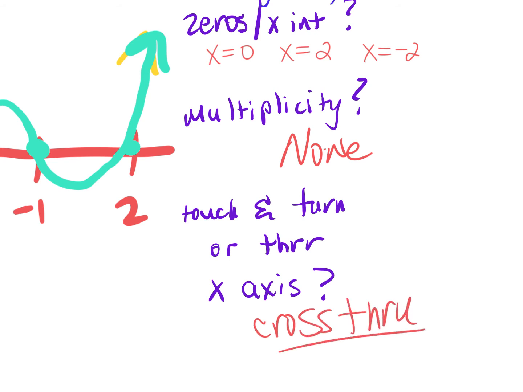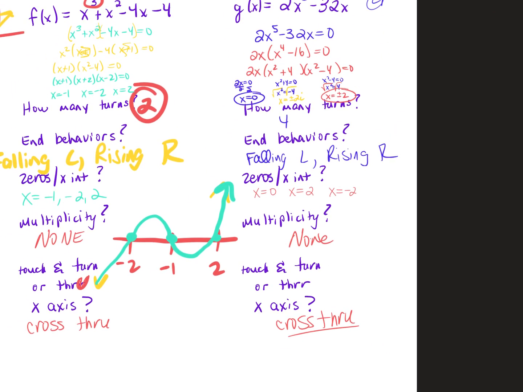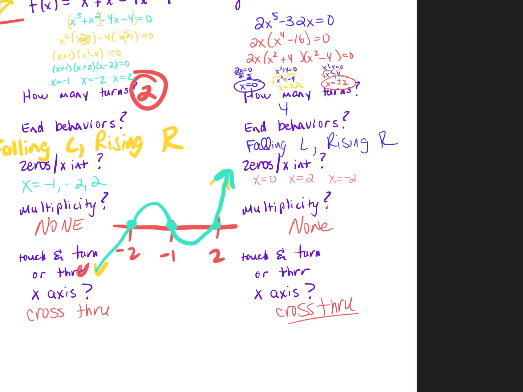You will have an instance, guys, like we had in the first example, where you have multiplicity at one point and not at another. You might have where it touches and turns at one point and crosses through at another. That's okay. All of that's okay. But do you guys see how all of this is all intertwined? So much can be said about a polynomial function by just looking at the highest exponent. If it's a positive or negative leading coefficient, you can tell how many zeros you have. You can tell the end behaviors. You can tell almost if there's multiplicity. You'll start to see patterns and stuff.